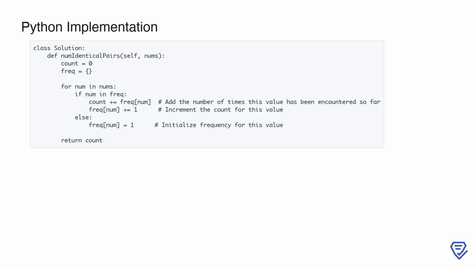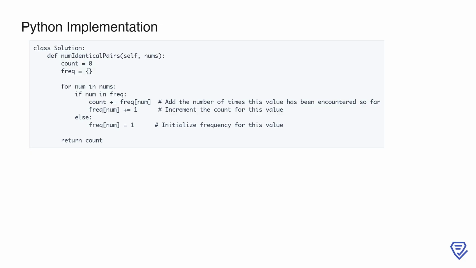We add this count to the total count. Regardless of whether the number was already in the dictionary or not, we update its frequency in the dictionary. If it was already present, we increment its count by 1. If it is a new number, we initialize its frequency to 1.